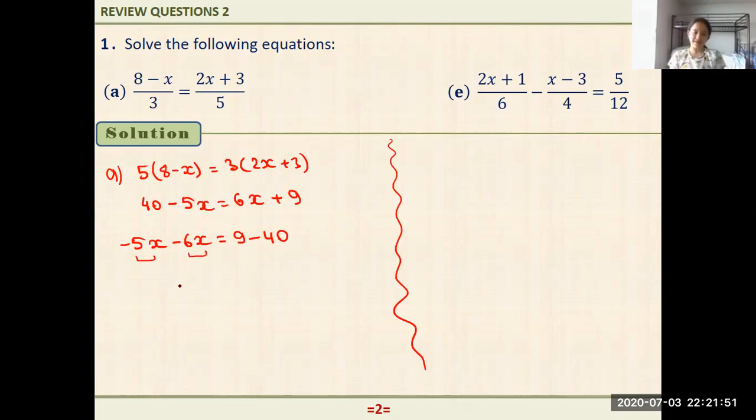So what is minus 5x minus 6x? 1x, or just x. No, Shahina, again you are making a mistake. We have negative numbers, so we should add them. If the signs are the same, we add them. So it is minus 11x. Equals, what is 9 minus 40? Negative 31.